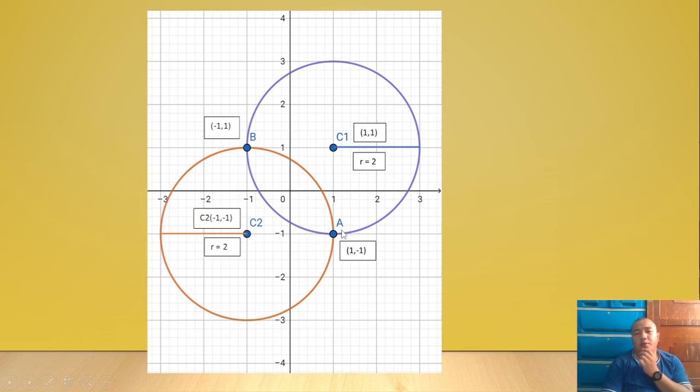And what are the points of intersection of the two circles? Correct, (negative 1, 1) and (1, negative 1). Right? Hopefully we solved it.